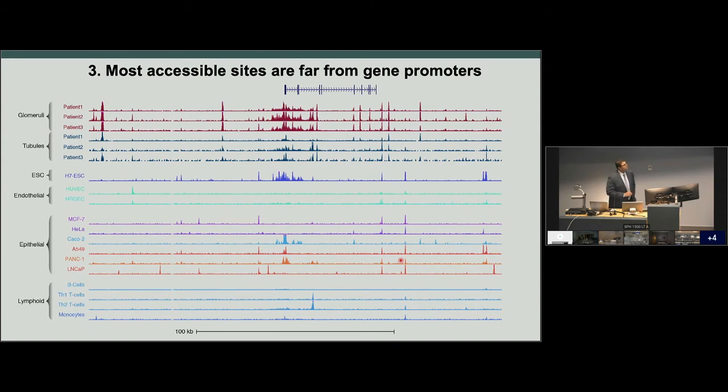A third important point to remember is that the majority of these peaks are very far away from the promoters of genes. If this is the beginning of the gene, where transcription begins and goes away, sure, there's open chromatin here, but the majority of the enhancers are quite far away. This provides information that even though only 1 to 2% of our genome encodes protein coding genes, the rest of the genome contains these regulatory switches and enhancers. And these methods now allow us to identify exactly where they are.